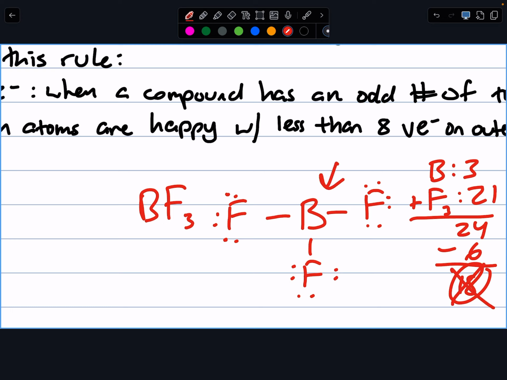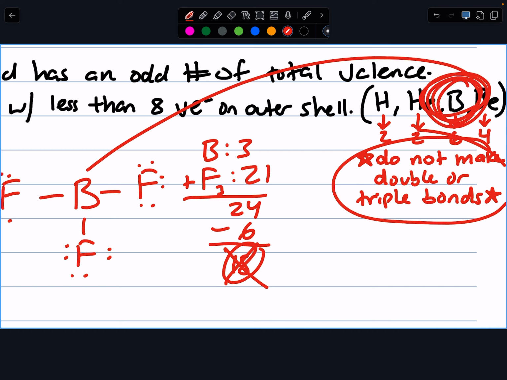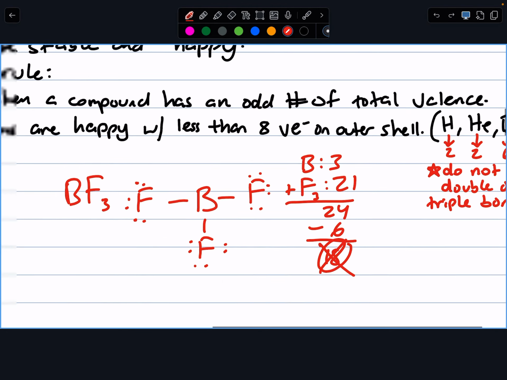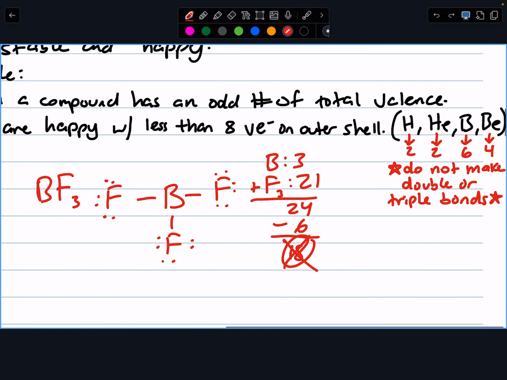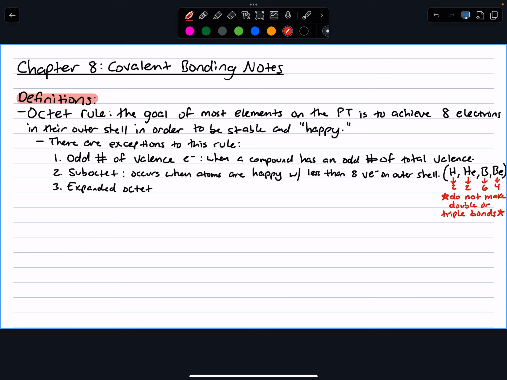But is boron happy? Technically, no, right? You would think so in terms of if it was normal, so you would be tempted to draw a double bond. But again, you do not draw double bonds or triple bonds for the suboctet elements. Boron is a suboctet element, so you leave it the way it is. Does that make sense? Any questions on that? You need to know those elements that are suboctet and expanded octet. Any questions? Okay.